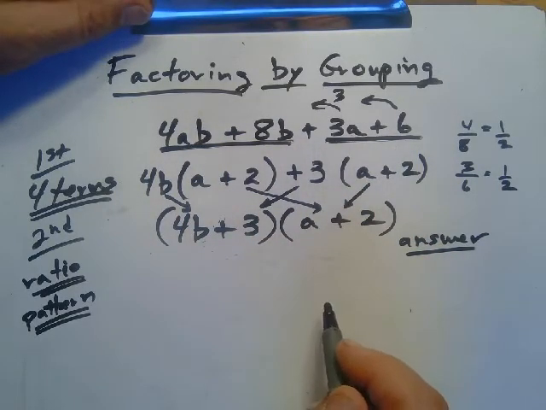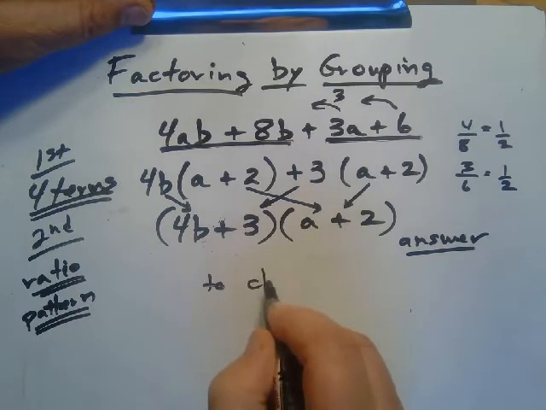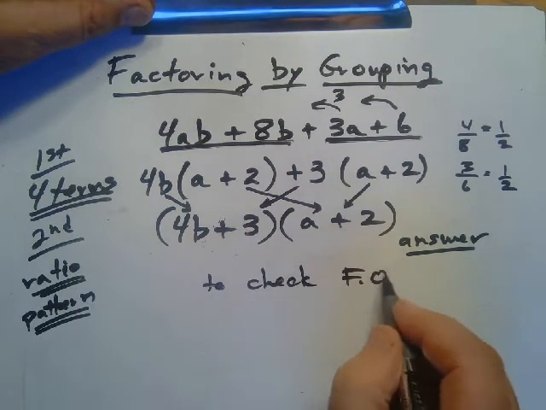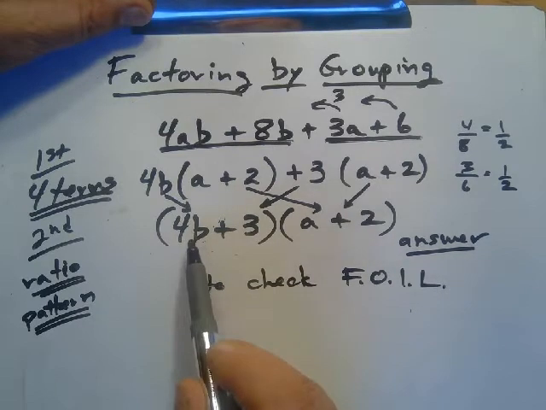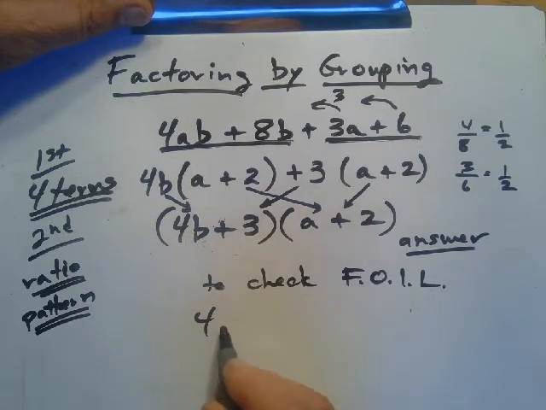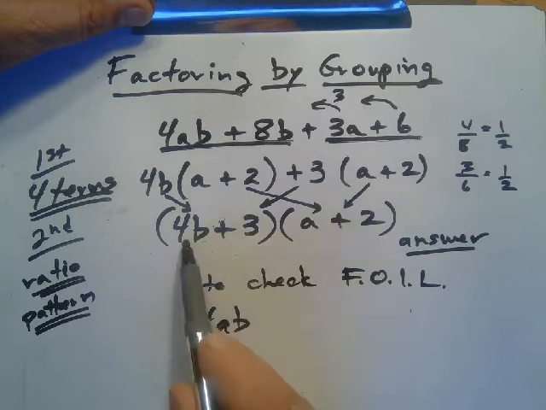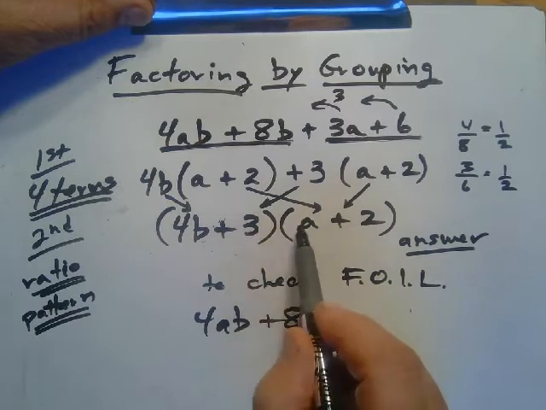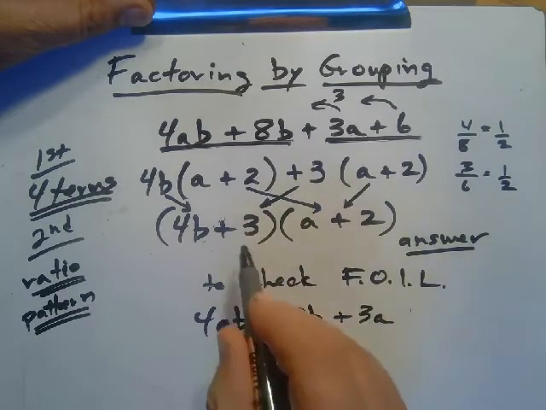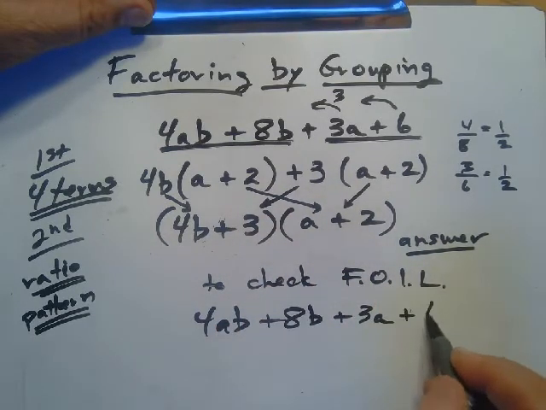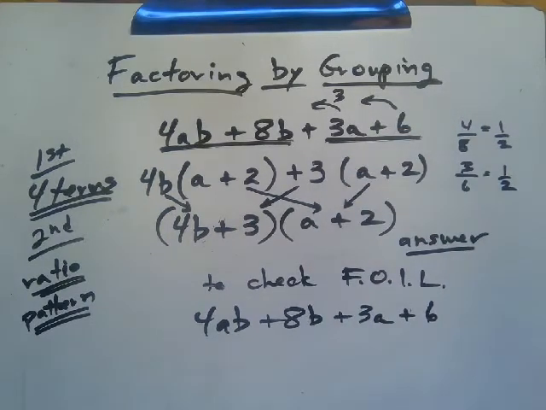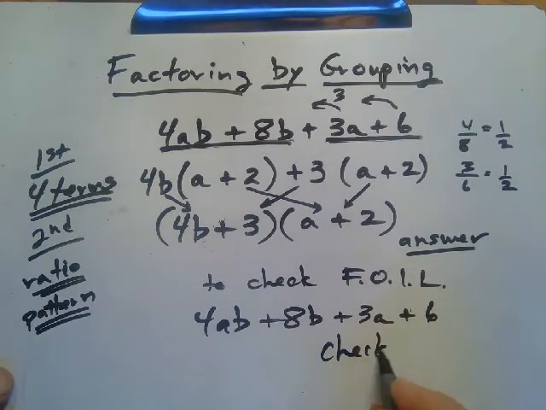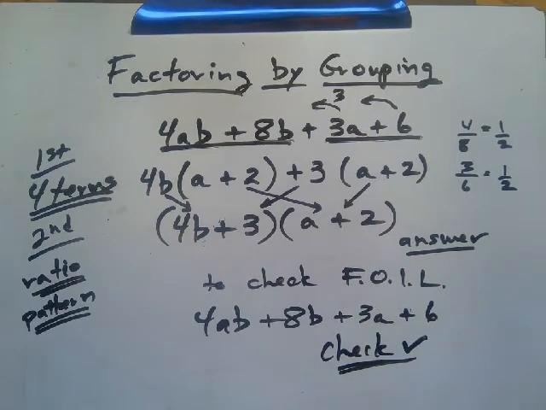Now, how do I make sure I did this right? Well, to check it, I'm going to FOIL this just to make sure it's right. So here we go. 4b times a is 4ba, or 4ab. Outer would be 2 times 4b, or 8b. Inner would be 3a. And last would be 2 times 3 is 6. Yeah, that's what I had originally. So this checks. In factoring, you can often just refoil something to figure out if you factored it right.